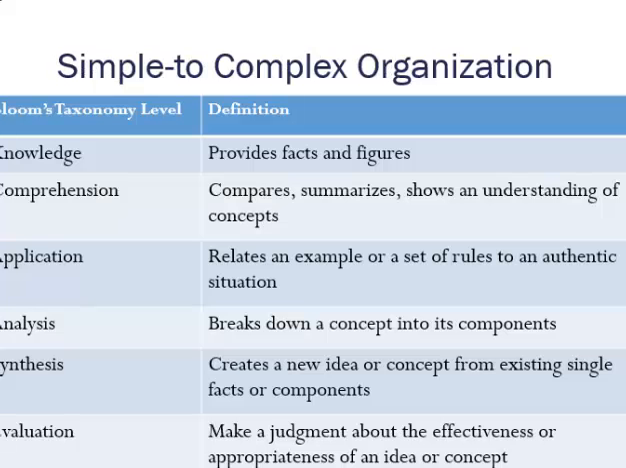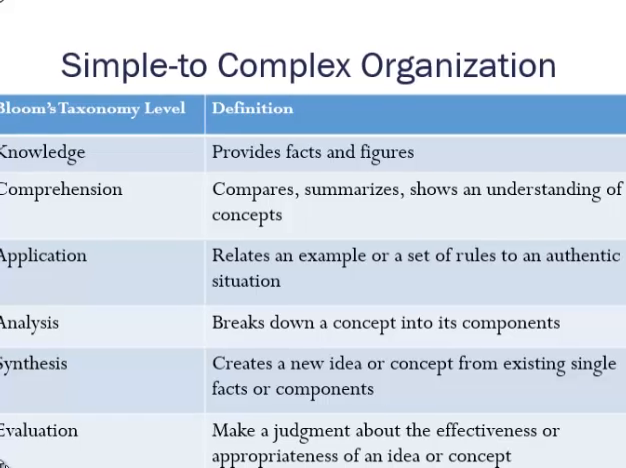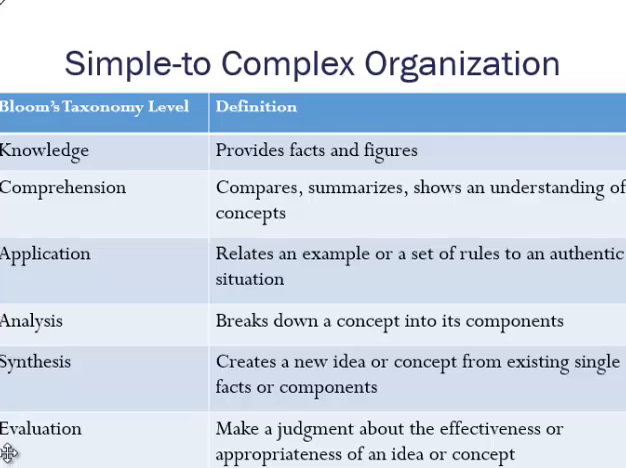Okay. Now here, this is an example of simple to complex organization. The truth is this is really Bloom's taxonomy that we discussed before. Knowledge provides facts and figures. Comprehension compares, summarizes, and shows an understanding of the concept. These are from the lowest level of complexity to the highest level of complexity. Application relates an example to the rules. Analysis breaks a concept down into its components. Synthesis creates a new idea, whereas evaluation makes a judgment as to the appropriateness and effectiveness of the concept.